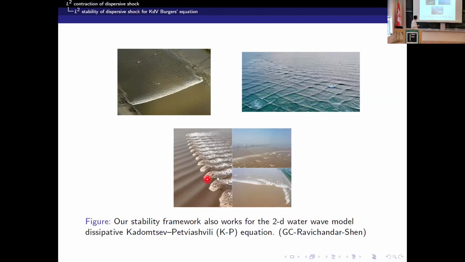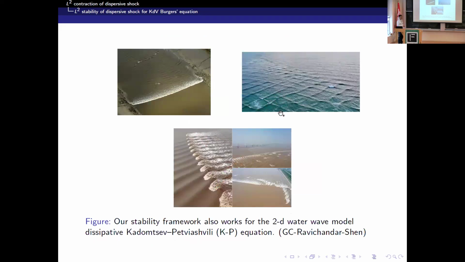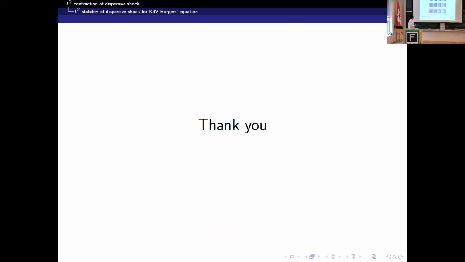A good question is, can you do more? Those are pictures from a river, and this is from somewhere in Britain. I forget the precise name, but can you do this picture? Numerically, there are very nice pictures by Biondini, Bivolsik, and Mark Hofer, and they show numerical pictures of the Mach reflection for the 2D dispersive shock for the KP equation. They initially start from some kind of angled initial data. The leftmost picture is the initial data. Then you get this kind of numerical result. For example, this one is quite close to the picture we have over there. Very nice, especially this one, when two rivers are meeting each other at an angle. So that might be a very interesting problem we can consider next, but definitely not easy, right? I just wanted to show you some possible track. Okay, thank you. I'll stop here.